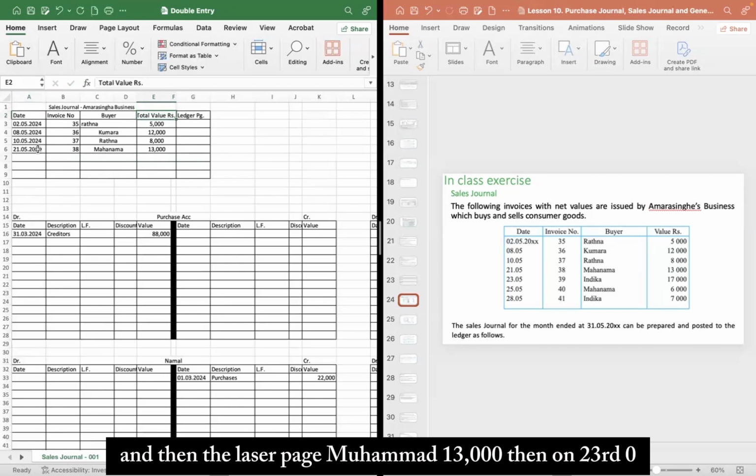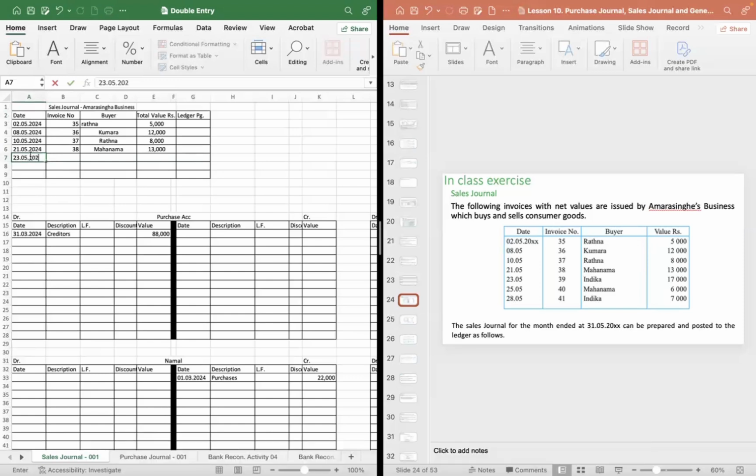Mahanam 13,000. Then on 23rd 05, then we have the Indica 17,000.